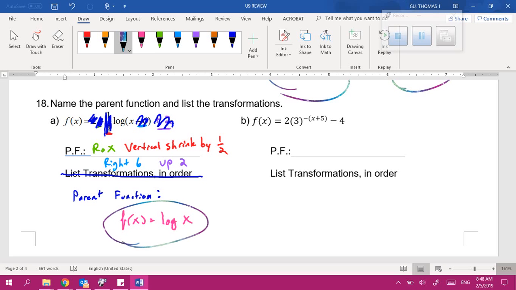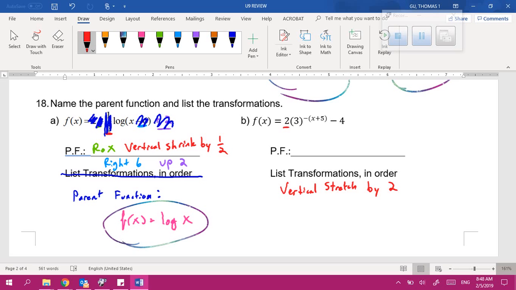Let's do B though. Whoa, that one looks funny. All right, so B. What are my transformations on B in order? What's first? Vertical stretch by? Okay, that's right. What is next?